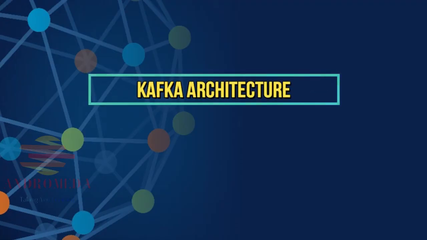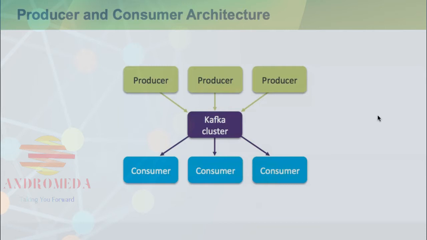In this segment, we're going to describe the architecture of Apache Kafka. This first slide shows the overall high-level architecture of a Kafka cluster with producers and consumers. You would typically implement some sort of producer that's responsible for sending messages to the Kafka cluster, and then you'd have a consumer that's responsible for reading messages from the Kafka cluster.